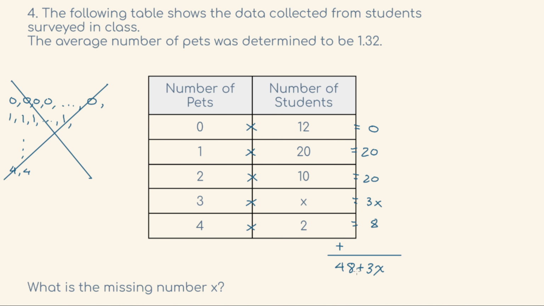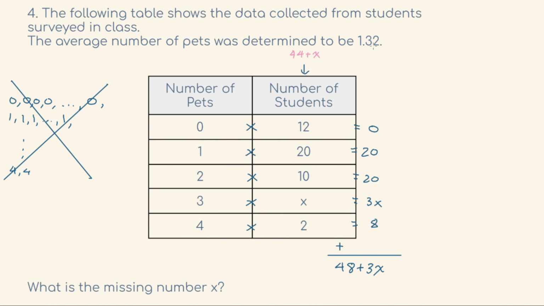Now, if we want to divide by the number of data we've got, the amount of numbers we've added together, we have to look at my frequency column. Frequency just means the number of people we've surveyed, which in this case is the number of students, right? We didn't survey the pets. We asked the students about the number of pets they've got. So it's this column that we're going to add up, okay? So 12 plus 20 plus 10 plus x plus 2 is going to come out to 44 plus x, okay?